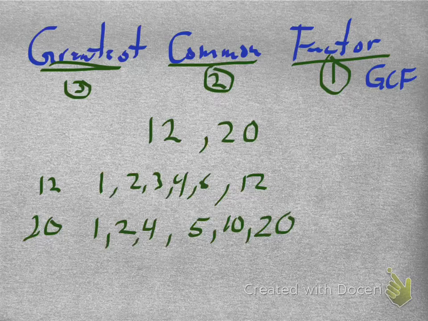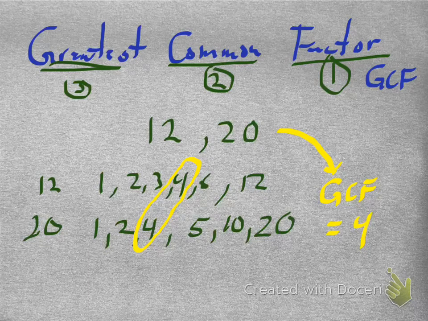So now we look for the biggest number that's in both lists, and it looks to me, let's see, 20, 12, and 10 are big, but they're not in both lists. Isabel is whispering 4, and I think she's right. 4 is the biggest number that's in both lists. So the GCF of 12 and 20 is equal to 4.